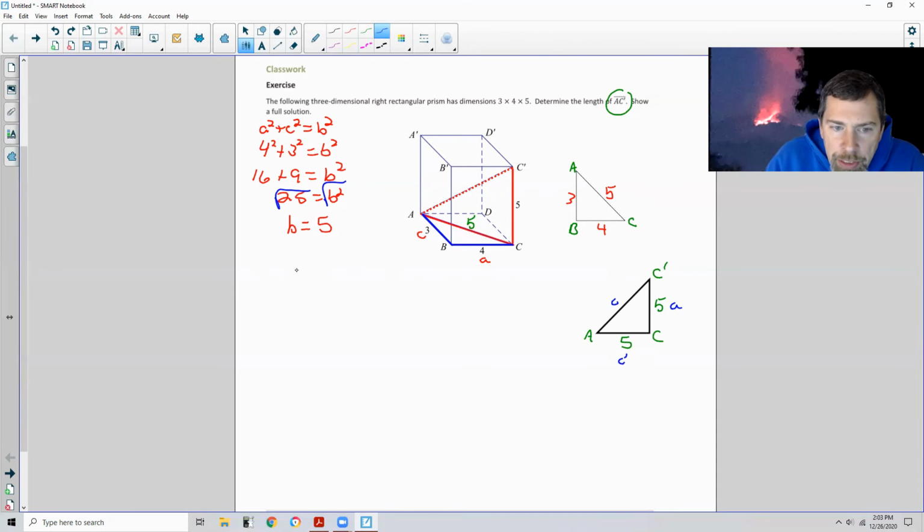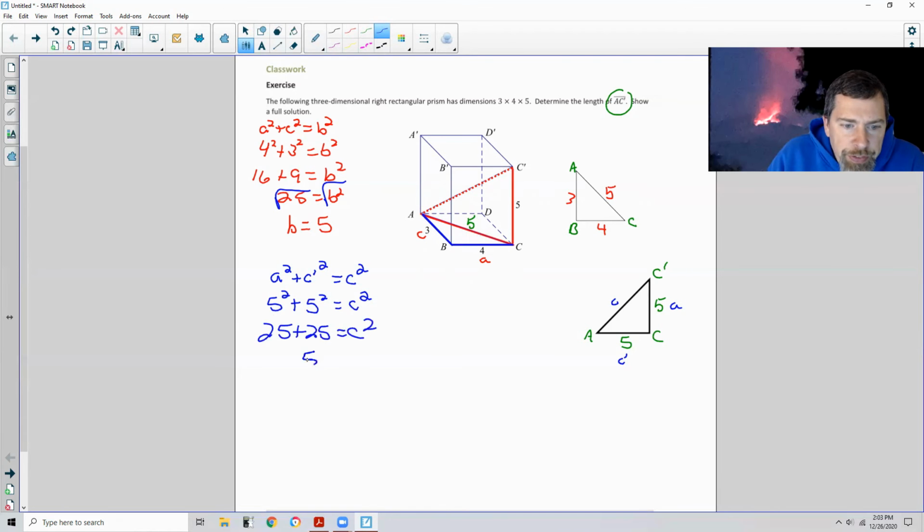In this situation, I'll do it over here, A squared plus the other leg, C prime squared, equals C squared. And A is 5. C prime is also 5. And that equals our C squared, which we're trying to find, which is AC prime. 5 squared is 25 plus 25 equals C squared. So 50 equals C squared.